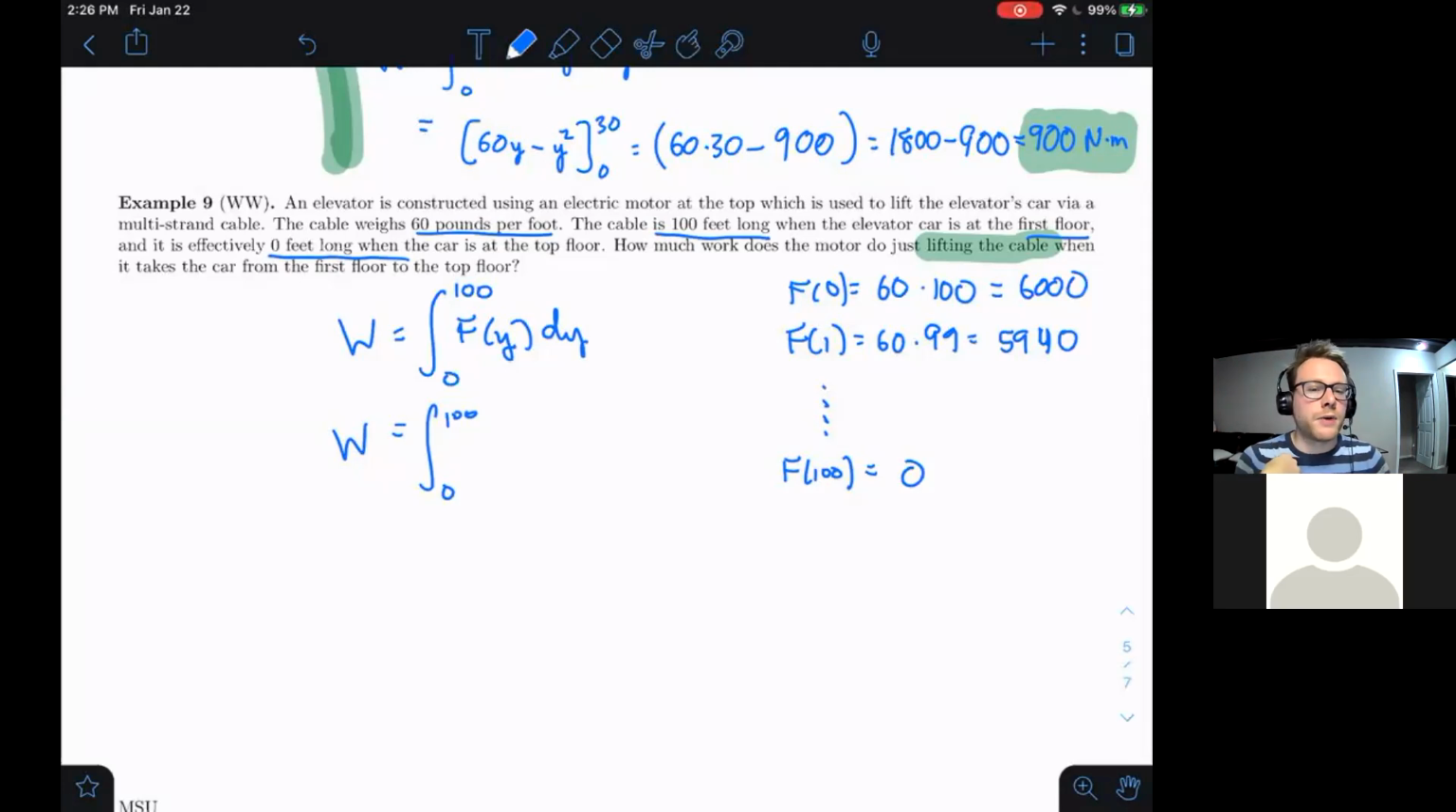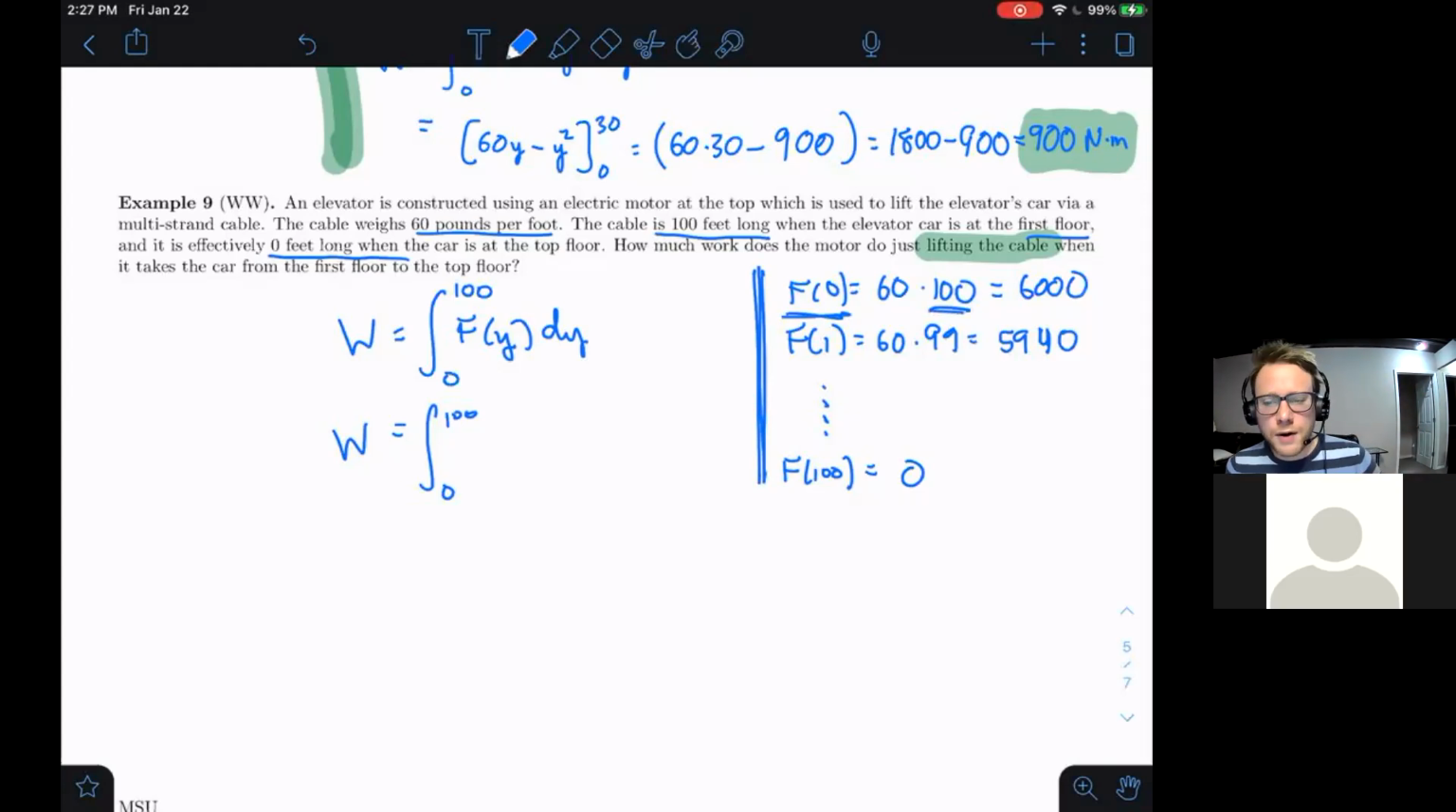And luckily, I'm not the one doing the lifting this time. It's an actual motor or something like this, but still, maybe you want to convert this into how big of a motor you need, or how much it's going to cost to run your elevator, anything like that. So again, you need to come up with your force function. You can set up something like this. It's 100 feet long, right? So when you haven't lifted up any of the cable, you have all 100 feet dangling down the elevator shaft.